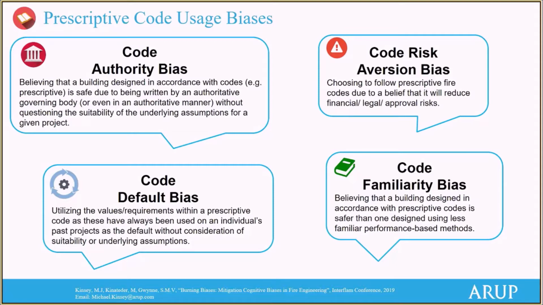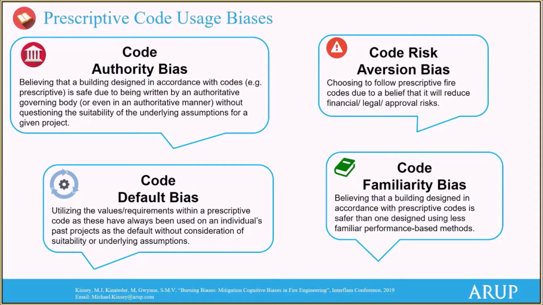Closely related to this may be some other forms of code biases. Code risk aversion bias: choosing to follow prescriptive fire codes due to a belief that they will reduce financial, legal and approvals risk. Quite often we might see this in a design team where they say, right, we don't want a performance-based solution, we just want to follow the code because it's easier. And this can be due to an aversion of risk due to financial, legal or approvals.